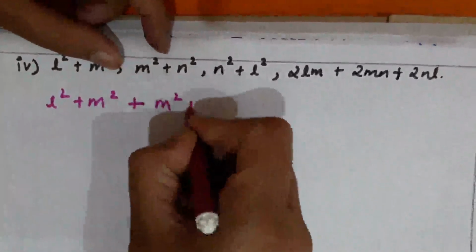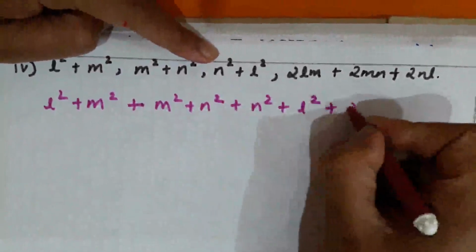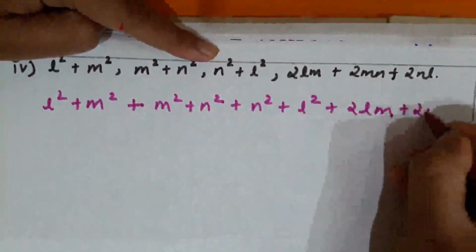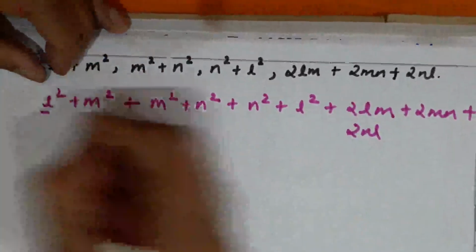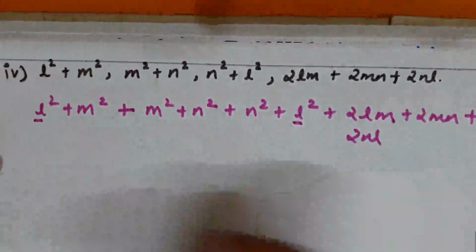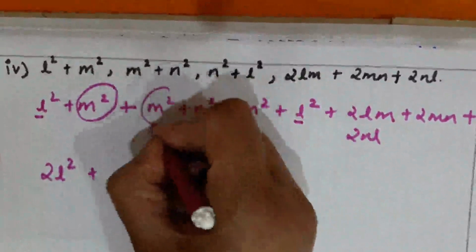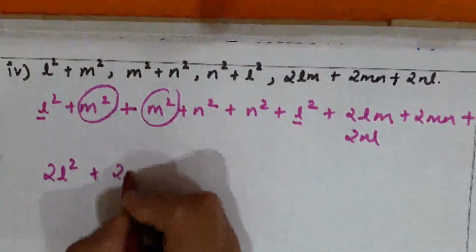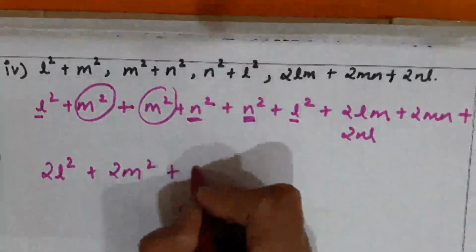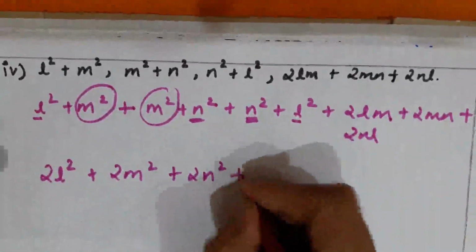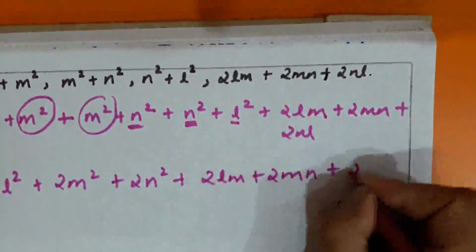M square plus N square plus N square plus L square plus 2LM plus 2MN plus 2NL. Now this L and this L are written 2 times, so instead of 2 times we can write 2L square. This M square and this M square are written 2 times, so you can write 2M square. This N square and this N square are written 2 times, so you can write 2N square. Now the rest of the terms you can copy easily: 2LM plus 2MN plus 2NL.